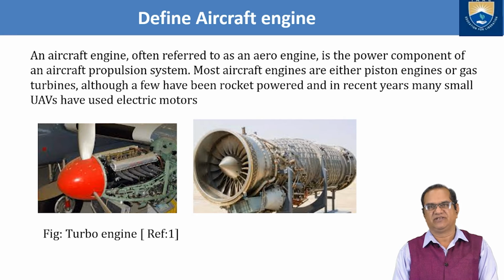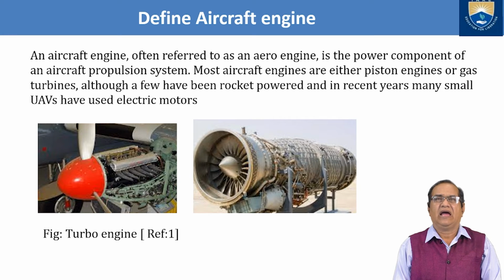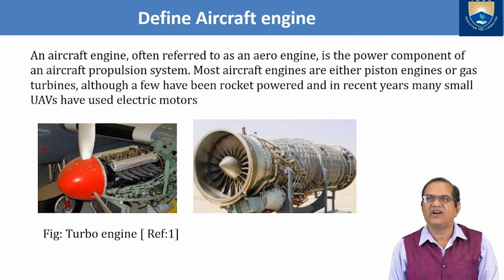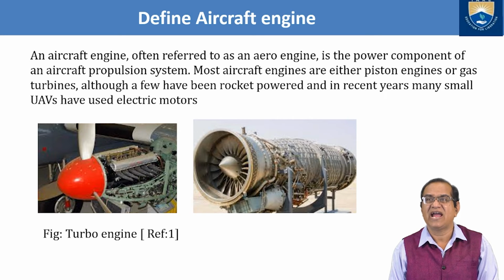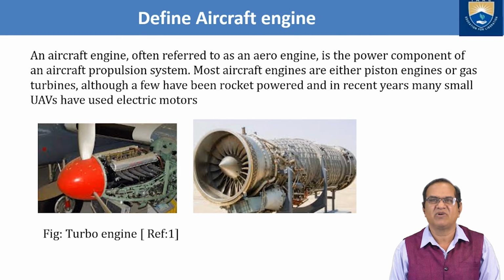Define aircraft engine. An aircraft engine, often referred to as an aero engine, is the power component of an aircraft propulsion system. Most aircraft engines are either piston engines or gas turbines, although a few have been rocket powered, and in recent years many small UAVs have used electric motors.